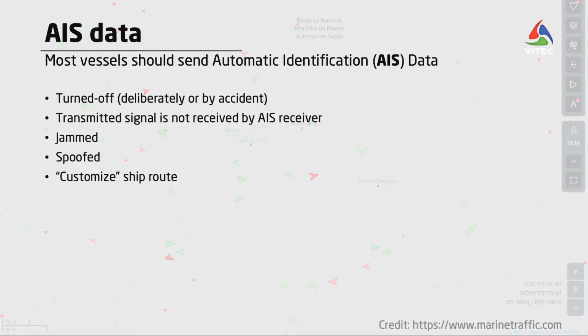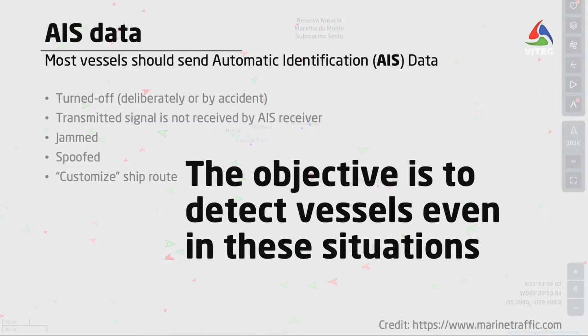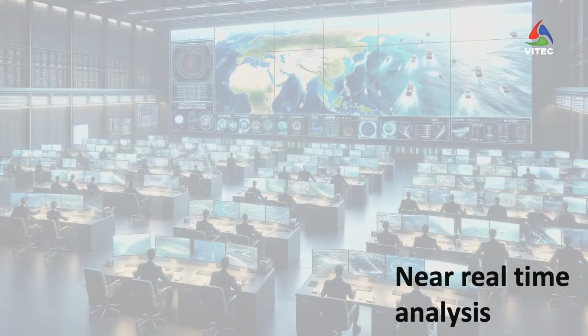Sometimes the data that is transmitted is simply not being received by the receiver, for different reasons. Sometimes the receiver is not near. Sometimes the signal is simply not powerful enough, so to say. They can be jammed, they can be spoofed, and they can customize their own route such that they tell the AIS data that they're sailing this way, but actually they're sailing there. So the objective in near real-time monitoring is to find these vessels. So what types of data can you use to do that?